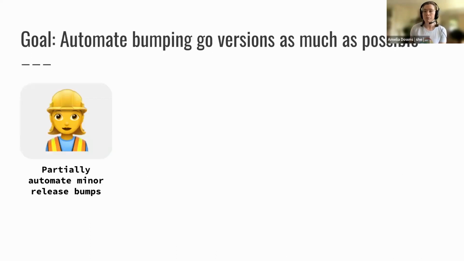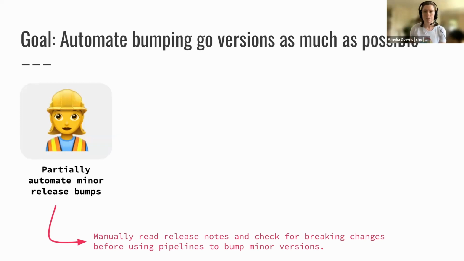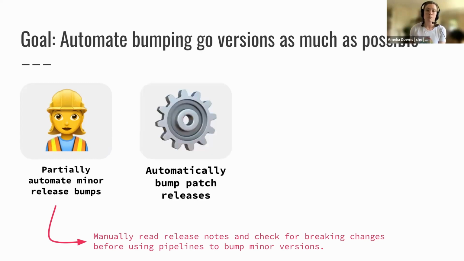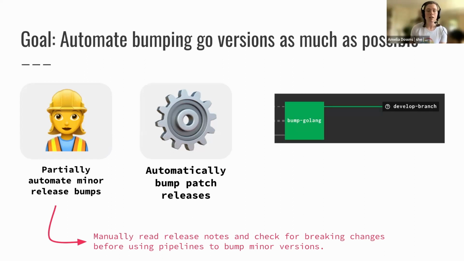We also automate bumping as much as possible. Minor release bumps are partially automated, and they aren't fully automated because of what I just talked about, right? We have to do that manual step of reading release notes and making changes first. And our patch release bumps are completely automated. So every time Go releases a new patch, it automatically gets bumped in our releases. And all of this runs in a pipeline, of course.